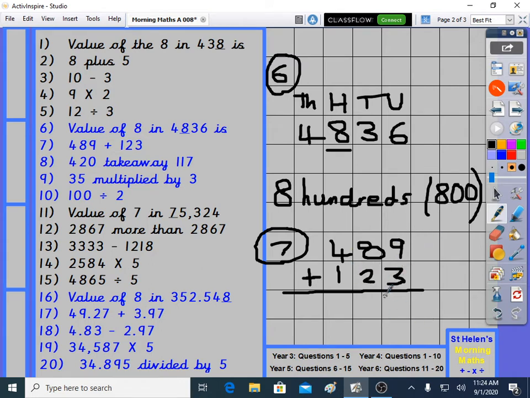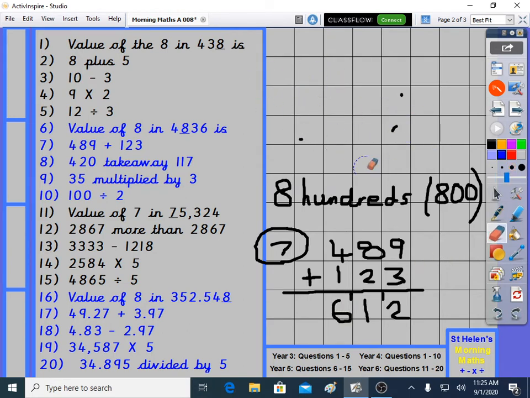So 9 plus 3 is 12. 8 plus 2 is 10, plus 1 is 11. I got rid of my number line, didn't I? You can do this on number lines, or this addition if you need to. 4 plus 1 is 6, and we get 612, because plus make things bigger. So when I added something to 489, it went up, and it became 612. Keep up with the copying.